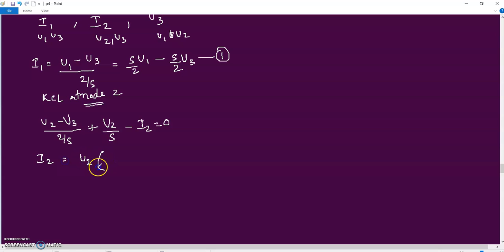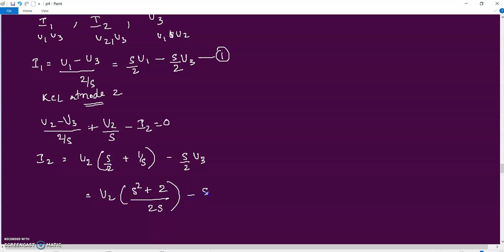V2 into S by 2 plus 1 by S, minus S by 2 into V3. That is V2 into S square plus 2 by 2S, minus S by 2 V3. This is equation number 2.